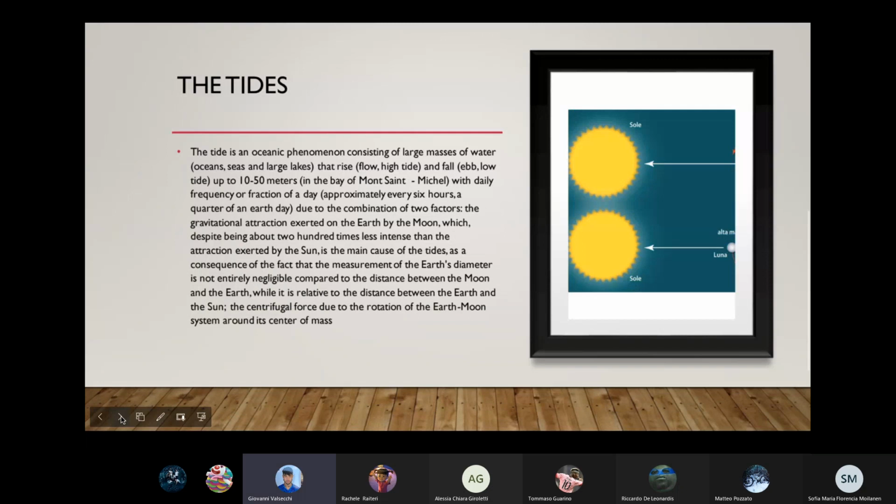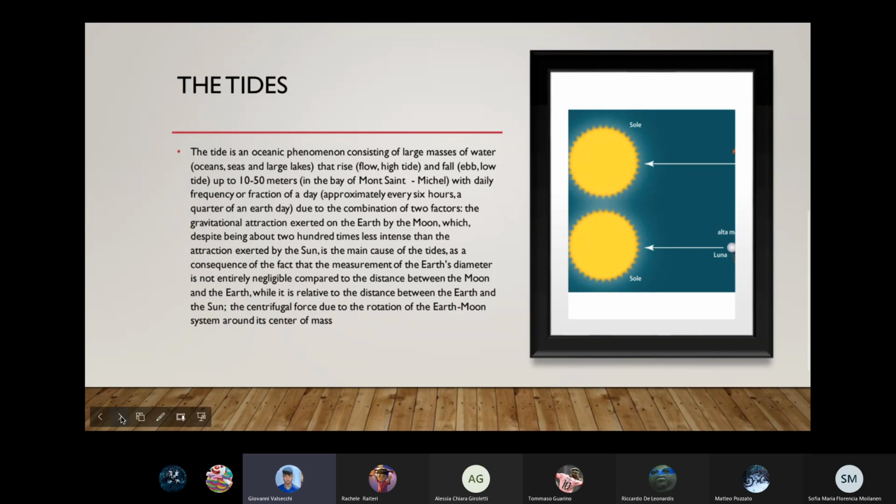The tides. The tide is an ocean phenomenon consisting of large masses of water, oceans, seas, and large lakes that rise (flow, high tide) and fall (ebb, low tide), up to 10-15 meters in the Bay of Mont-Saint-Michel, with a daily frequency or a fraction of a day, approximately every 6 hours, a quarter of an Earth day.